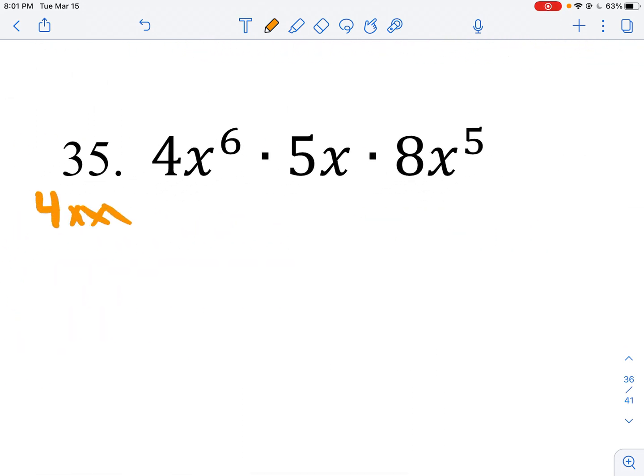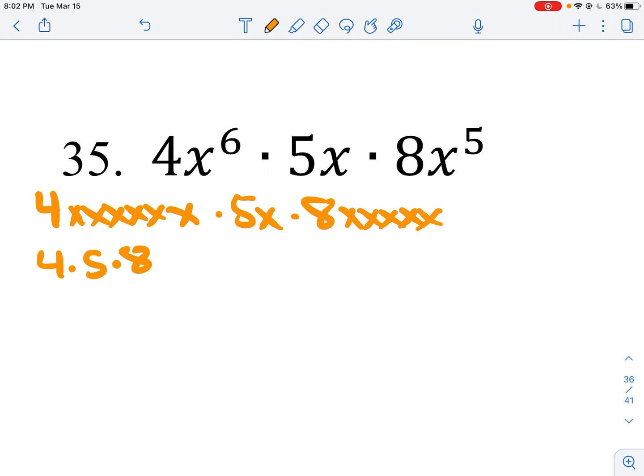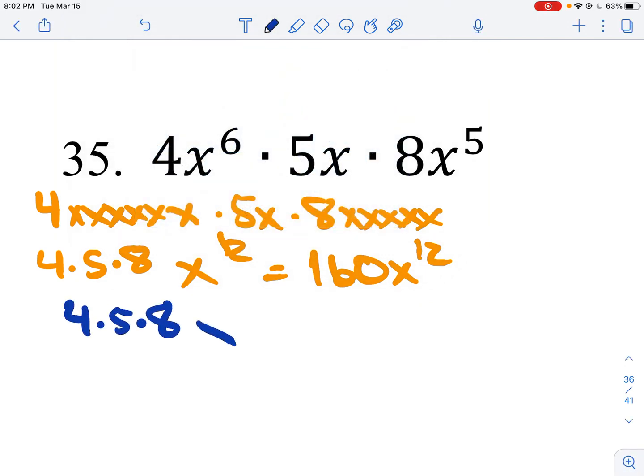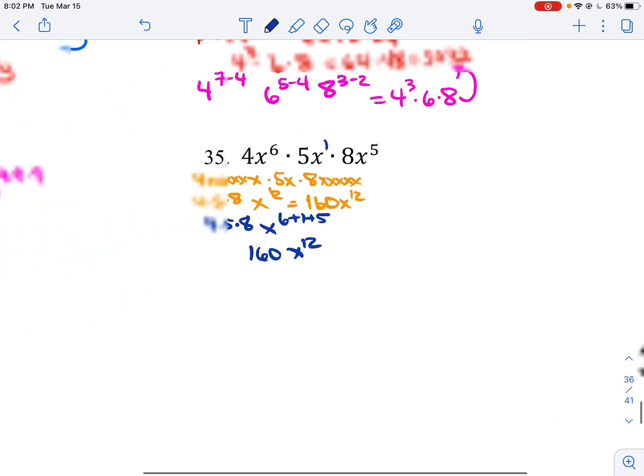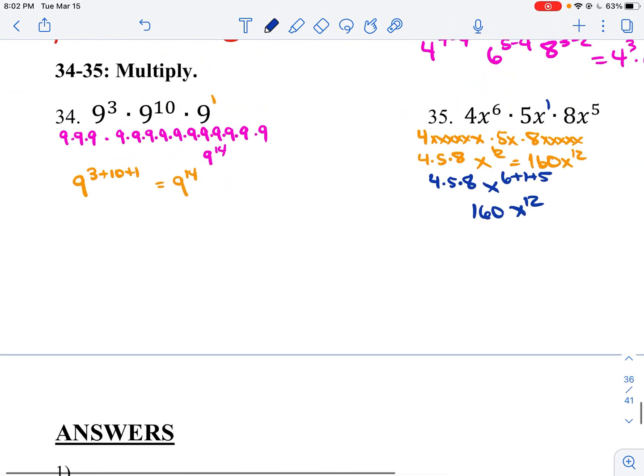This one, 4, 1, 2, 3, 4, 5, 6, 1, 2, 3, 4, 5. So I have 4 times 5 times 8. I have x to the 12th, so that's going to get me 2160, x to the 12th. If I did it the other way, I would have 4 times 5 times 8. Then I would, remember that has a 1, 6 plus 1 plus 5. So I still get 160, x to the 12th. Oops, come on. So that's it.